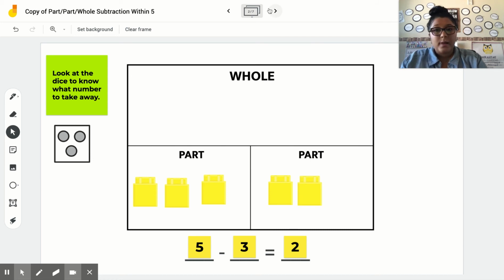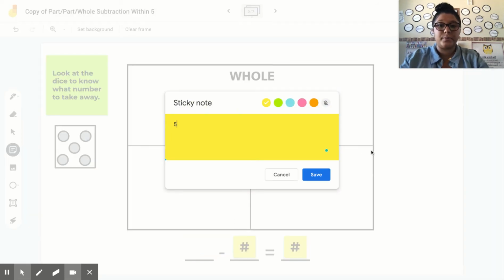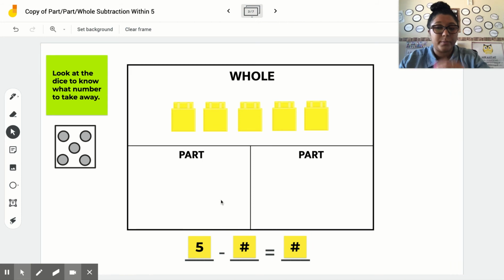So let's go to the second slide, okay? So now I'm going to take a look at my whole number first, right? Because that's where I need to start. How many do I have here? 1, 2, 3, 4, 5. I have 5 here. I'm going to double click so I can put that there, because that's where my whole number goes, okay? Then it says subtract something.